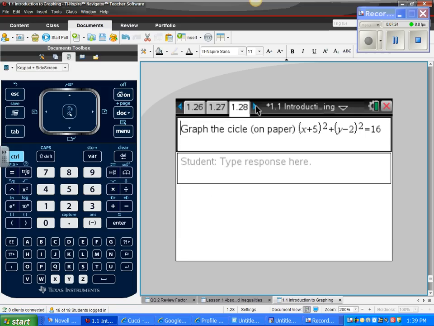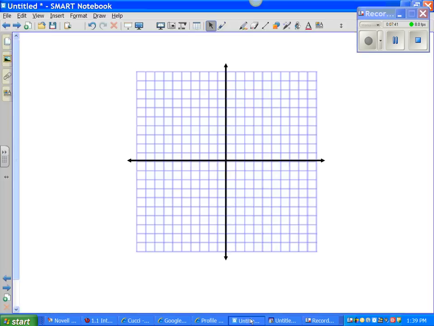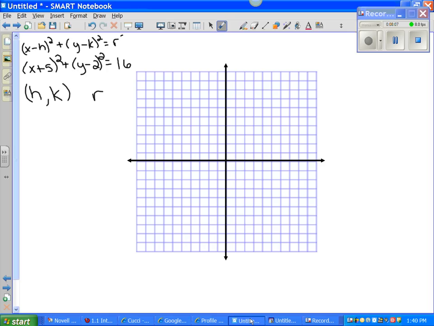Next page. Graph the circle on paper. Okay, so here's where you need that graph paper out again. So take a second, get your graph paper out. Got mine out. Our equation was x plus 5, quantity squared, plus y minus 2, quantity squared equals 16. So the first thing we need to do is figure out what the center (h, k) is and what the radius is. If this is x minus h, quantity squared, plus y minus k, quantity squared equals r squared, remember, that's our general form. H is going to have to be a negative 5. Take the opposite sign. And k is going to have to be a positive 2. The radius we know is the square root of this term, so the radius is 4.